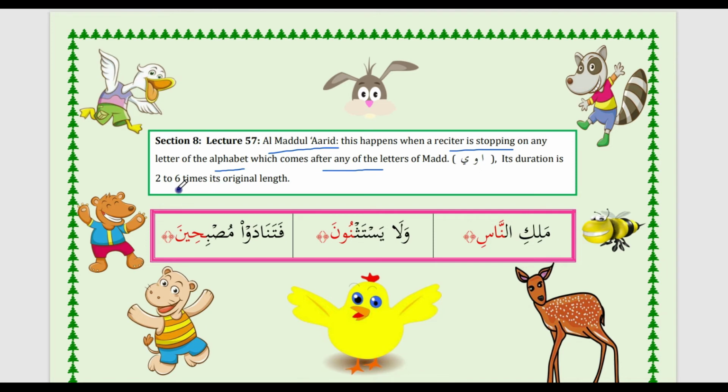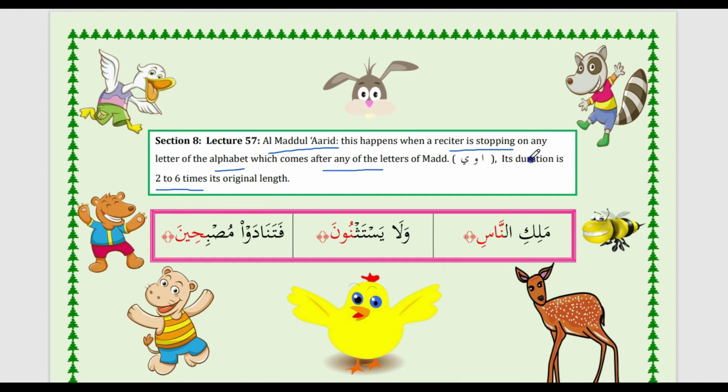Its duration is 2 to 6 times its original length. Here the reciter is reciting, and he or she comes at the end of the ayah or the end of the word, and they're stopping. If the letter that they're stopping on comes after alif, waw, or ya, then they can stretch or prolong the mad sound 2 to 6 times its original length.